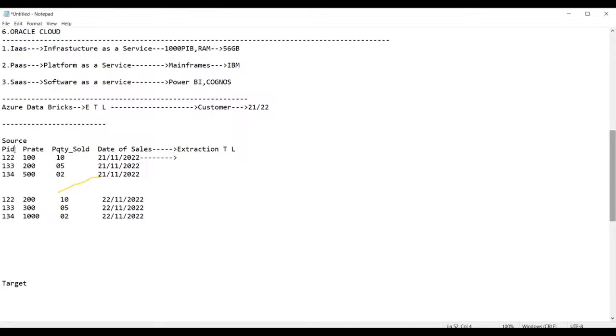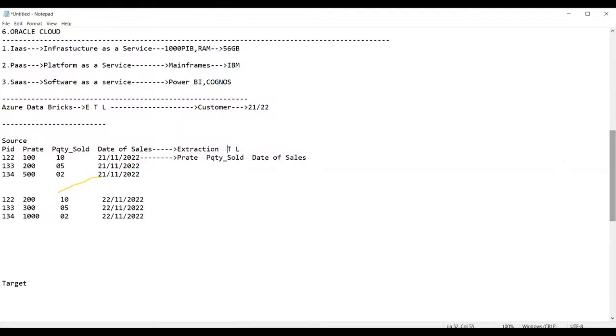Not required. Not required. Do you require the product rate? Yes, required. Quantity sold? Required. Date of sales? Required. So now, guys, I'm picking up these 3 columns. Picking up these 3 columns is the process of what? It is the process of extraction. Now the columns are picked up.